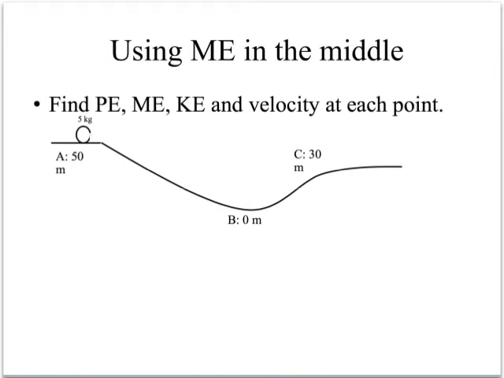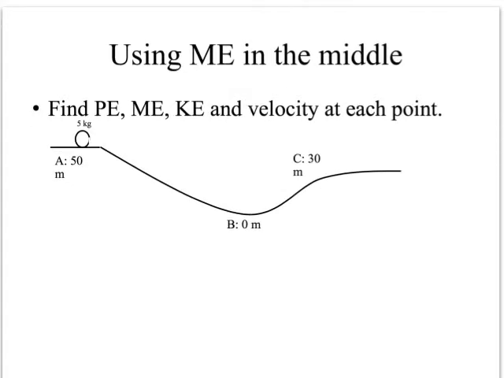Alright, the point of this video is to help you go from working with just potential energy at the very top and kinetic energy at the very bottom, to points where you actually will have both. In the middle, ME is equal to KE plus PE. So you will end up having situations where you have both some potential energy and some kinetic energy.